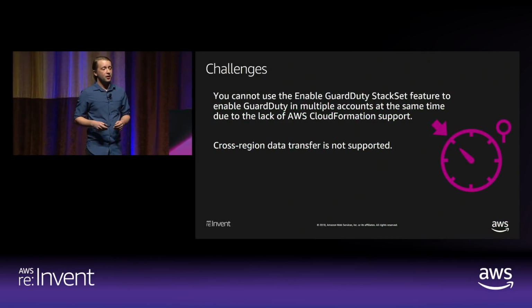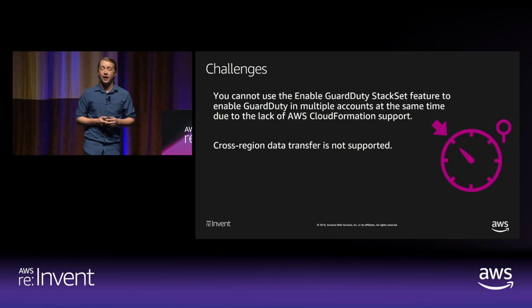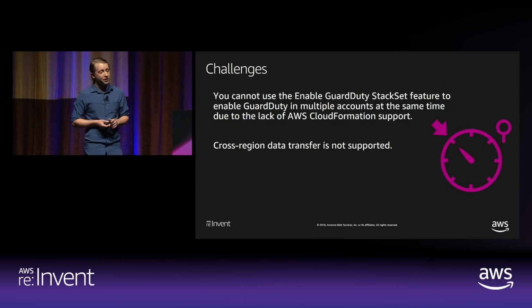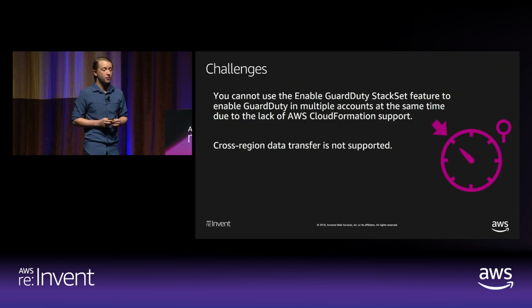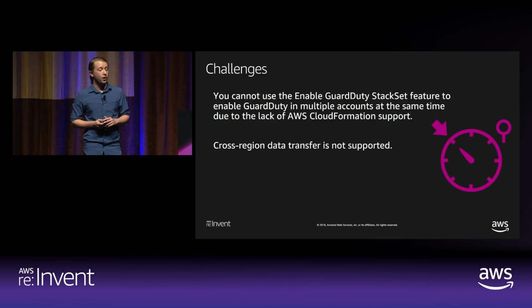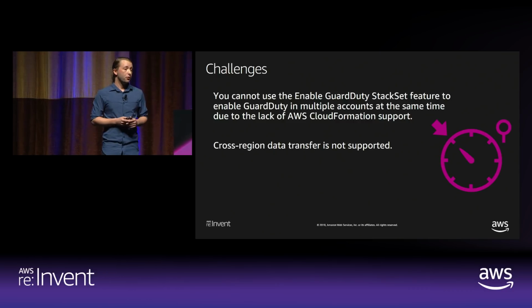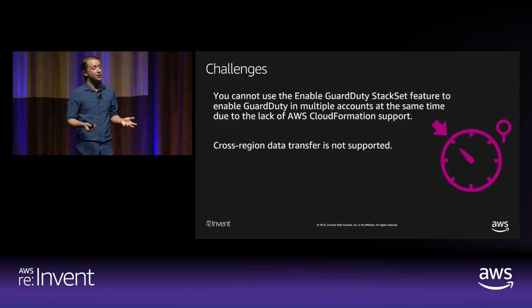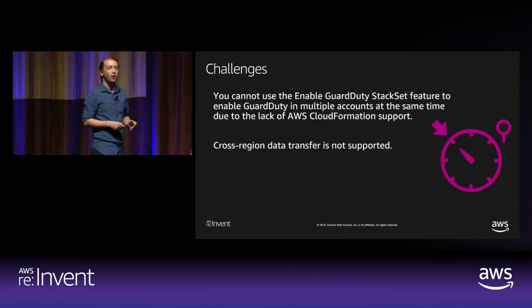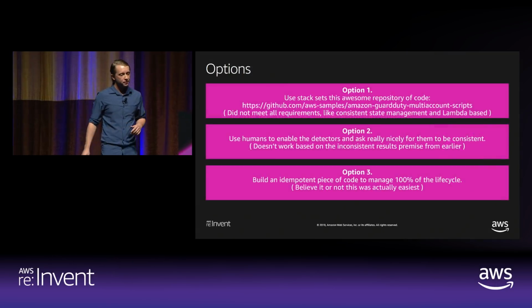The challenge here, this is also a snippet from the AWS docs, is that you cannot currently use the enable GuardDuty stack set feature to enable GuardDuty in multiple accounts at the same time due to the lack of AWS CloudFormation support. And cross-region data transfer is not necessarily supported. You might not want cross-region data transfer either in some set of circumstances, depending on what type of compliance you're subject to. But I'd like to have a choice of where I want all those findings to end up.